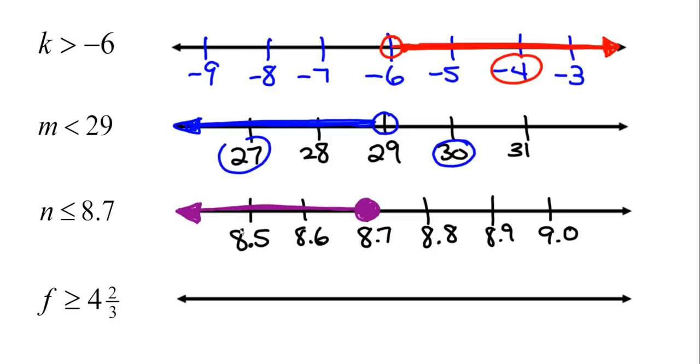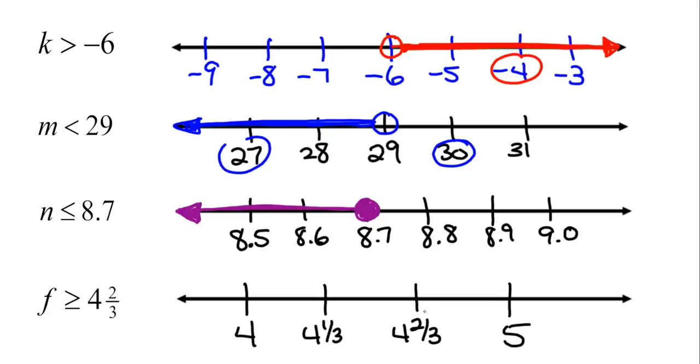And then lastly down here, f is greater than or equal to 4 2/3. So again, I've got a mixed number. So again, I'm probably not going to be counting by ones on my graph here. I'm going to go 4, and then I'm going to count by thirds, since that's what we're dealing with here. So this is 1/3, 2/3, and then there would be 5. So this is 4 1/3, this would be 4 2/3, and then 5. That's enough on my number line to show me where I'm at.